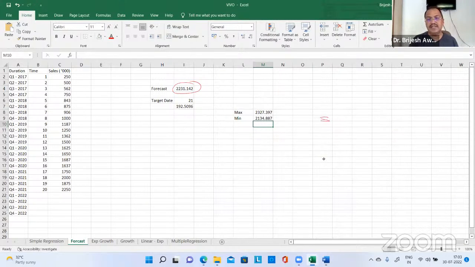That means the sales in Q1 of 2022, the maximum is 2327, right? And the minimum is 2134. Your sale will lie between 2134 and 2327. I hope it is clear.